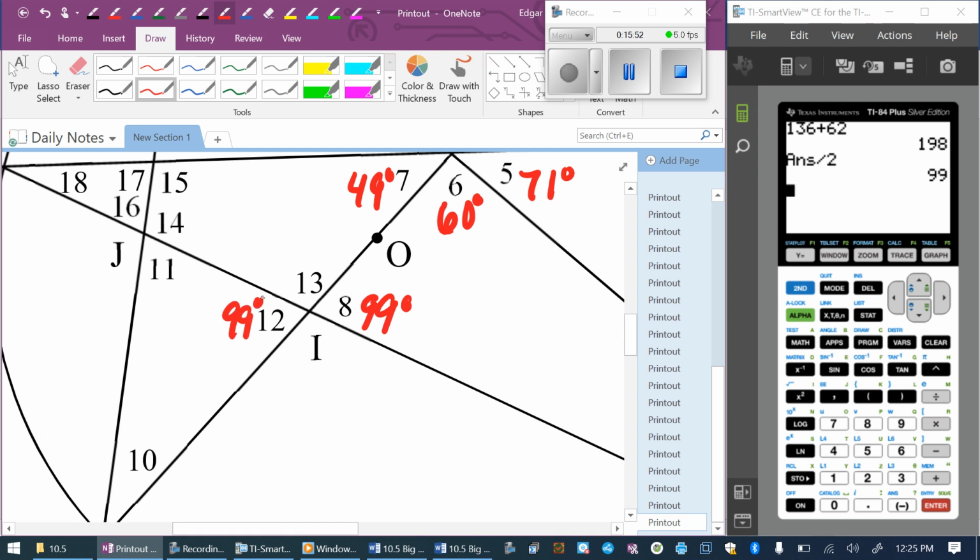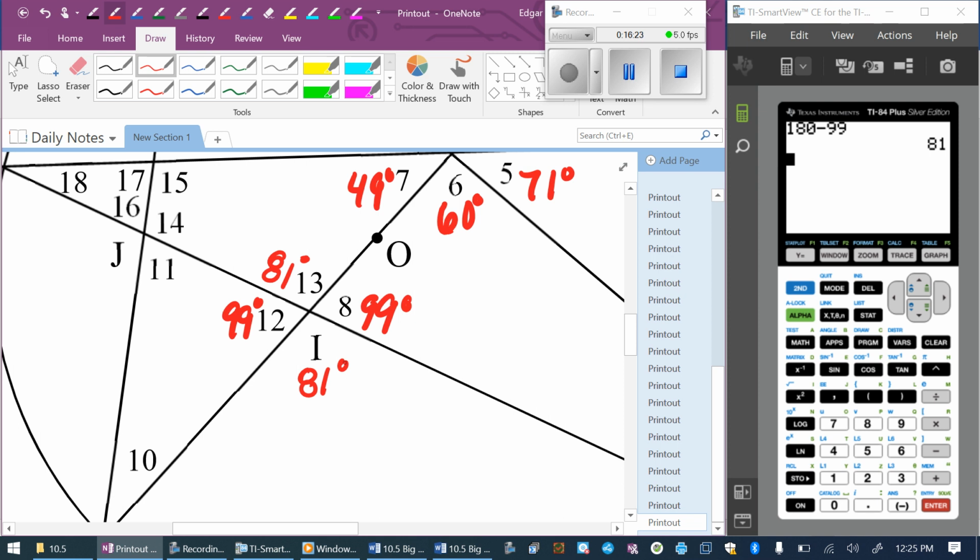99 degrees. And actually, if you look closely one more time, this is also a linear pair. Those should add up to be 180 degrees because they make a straight line. So actually, 180 minus 99 gives me 81. So this right here measures 81. And we don't really need this one, at least I don't think we do, but I'm going to go ahead and label it as 81 anyway.